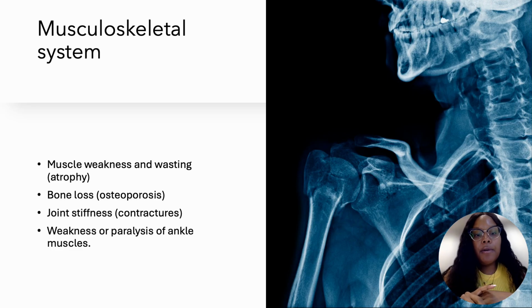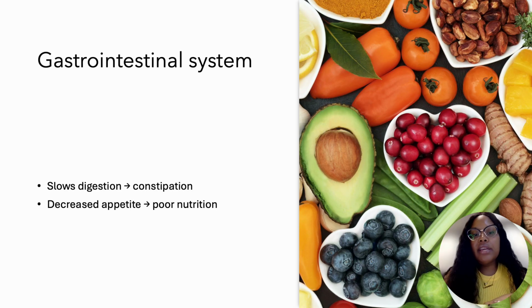So the patient can also have weakness and paralysis of the ankle muscles, which is considered foot drop. So you do want to read in your book how you can prevent foot drop in a patient. Okay. All right, so the next system we're going to talk about is our gastrointestinal system.